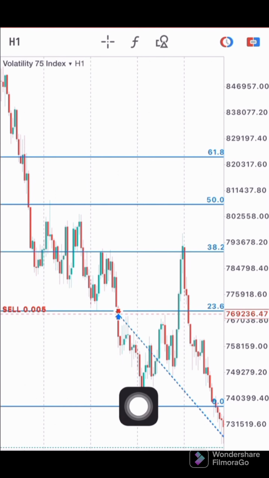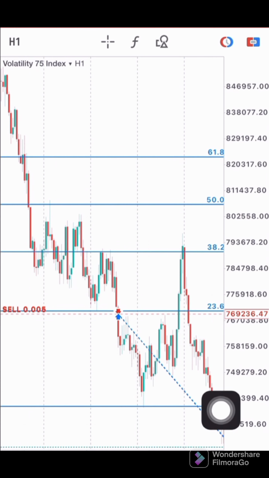Just look at it. Look at how I ride this trend. The market was able to break the previous swing low, just for you to know that we are heading in a downward direction. Before we dive in, let's go here for this intro.